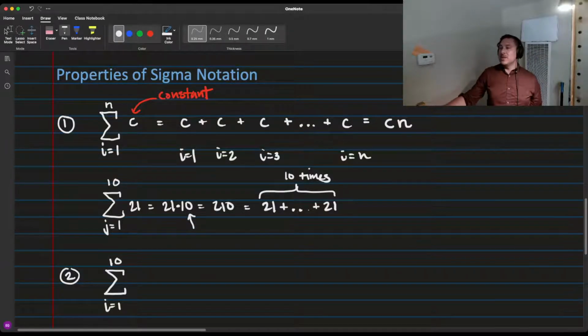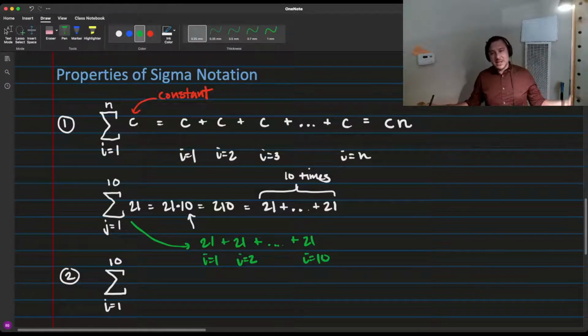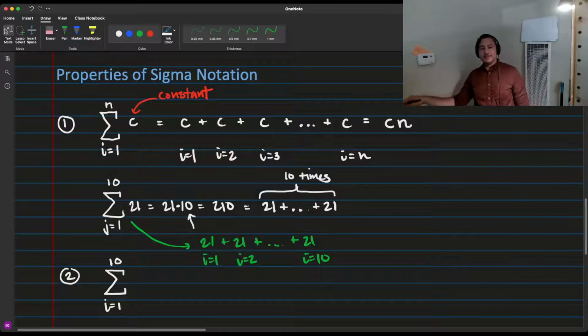Yes, what I'm trying to say is there's another way you can think about this. The sigma notation is telling yourself 21, plug in i equals 1, 21, plug in i equals 2. Keep on doing that until you get 21, i equals 10, which is literally just 21 added to itself 10 times, which is 210.